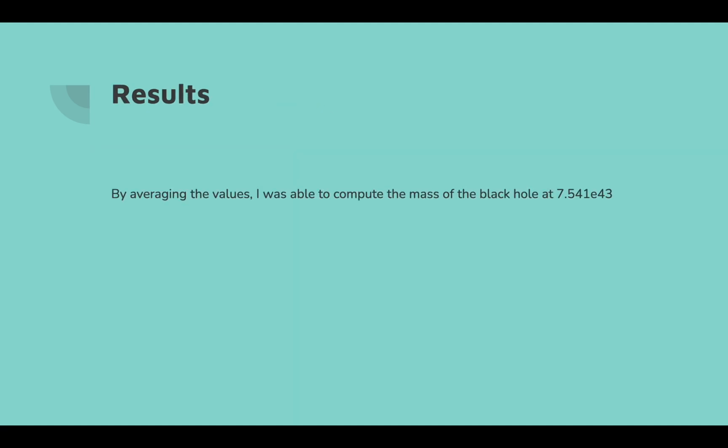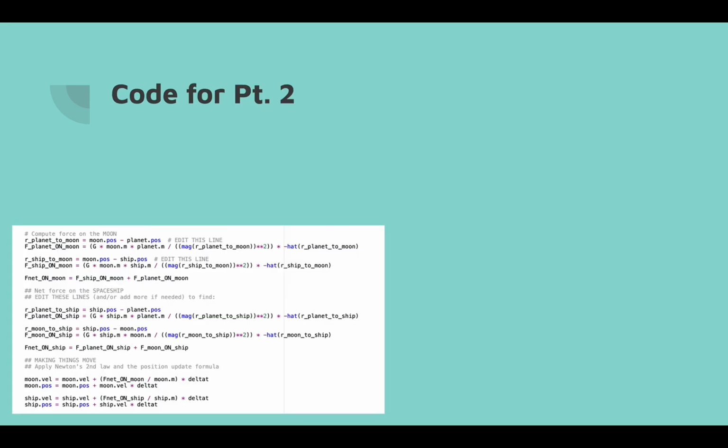And the results are, by averaging the values, I was able to compute the mass of the black hole at 7.541 times 10 to the 43. So the code for part 2, I computed the force on the moon, and then I found the net force on the spaceship, and then I applied Newton's second law and the position update formula in order to make it orbit around the moon and the planet.